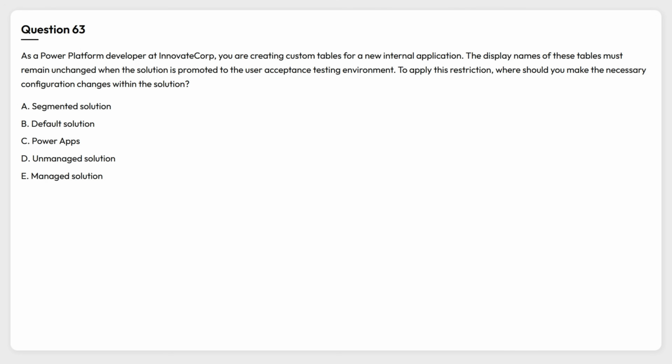Question number 63. As a Power Platform developer at Innovate Corp, you are creating custom tables for a new internal application. The display names of these tables must remain unchanged when the solution is promoted to the user acceptance testing environment. To apply this restriction, where should you make the necessary configuration changes within the solution?